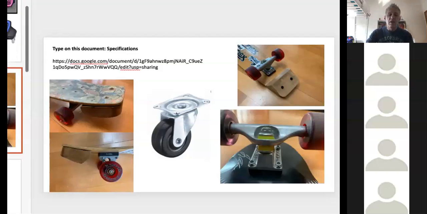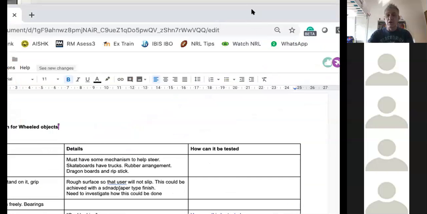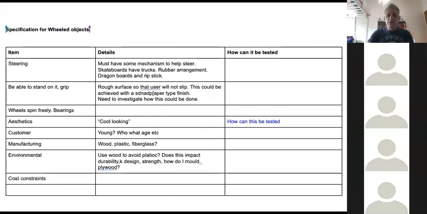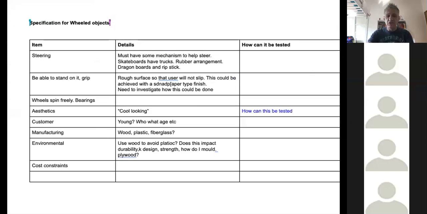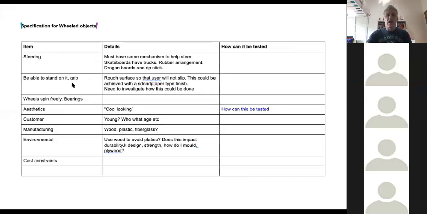Now, what I'd like to do is have a look at the specifications that I made up for you, or that we've started already, and that I want you to keep working on. So if you come here now to the specifications page, you will see that there are some already there. We've got steering, being able to stand up on it and grip. We've got the wheel spinning, we've got aesthetics, and we've got customer and manufacturing.